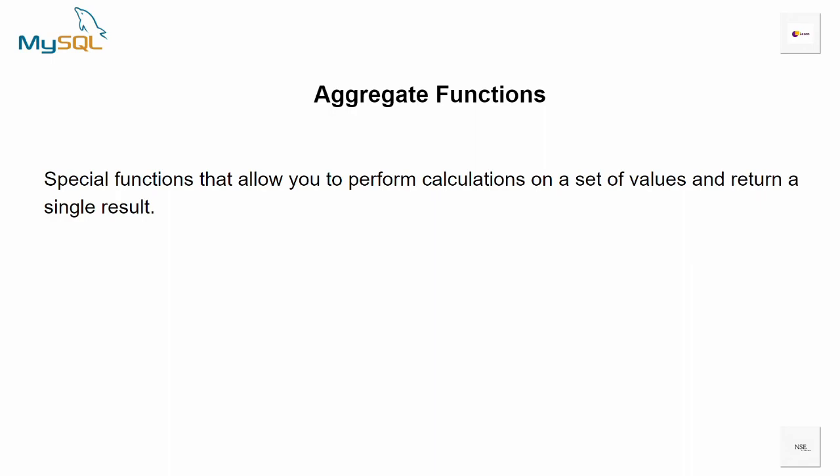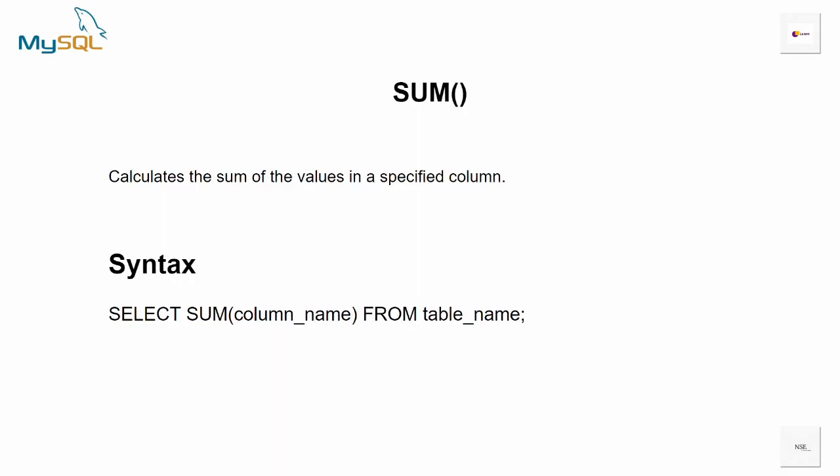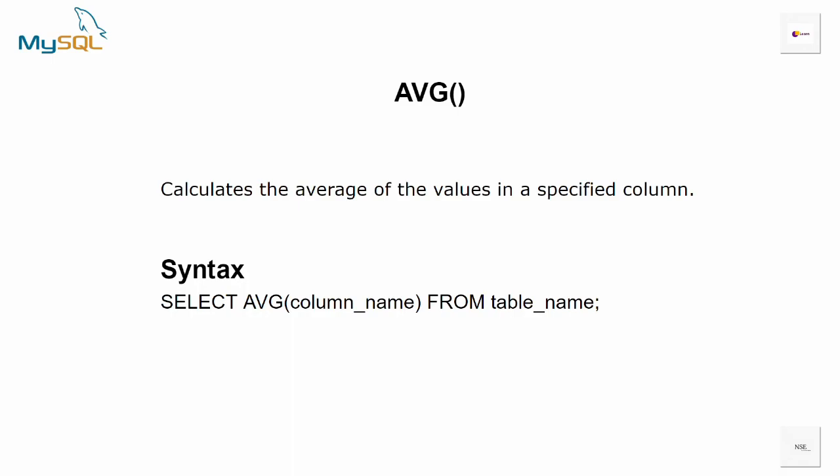Some of the aggregate functions are the count function, which counts rows in a table. The sum function, which calculates the sum of the values in a specified column. The average function, denoted by AVG, which calculates the average of the values in a specified column. Now let's head over to my command line client and see how these functions work.